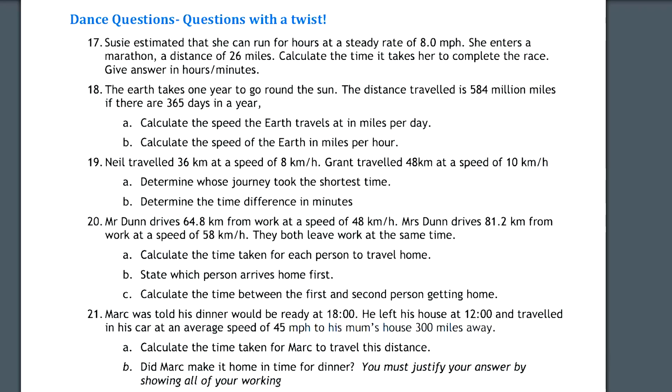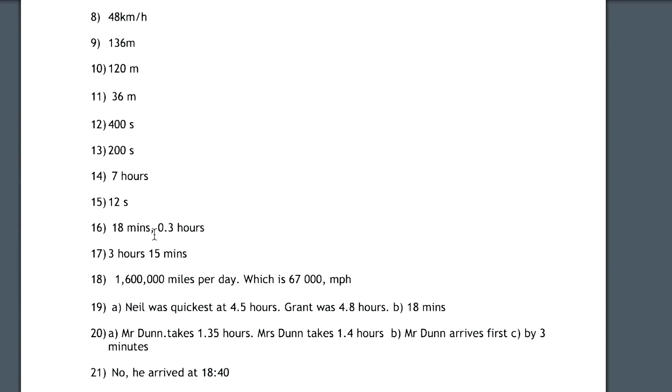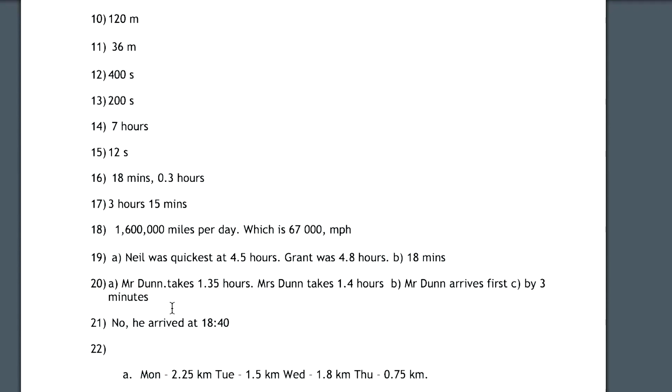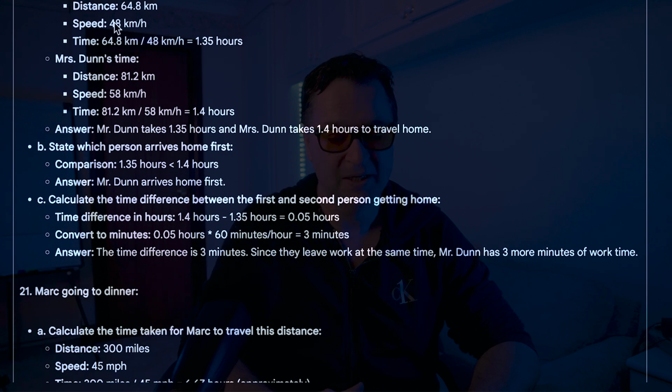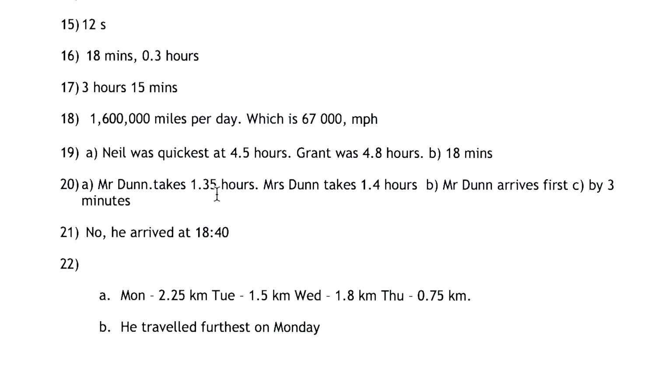If we just look at some of these answers, we're not going to go through the calculations. But if we look here, there's the answer, 3 hours, 15 minutes, 1.6 million, Neil was quickest at 4.5 hours. The difference was 18 minutes. Remember, that's exactly what it said there. Number 20, Mr. and Mrs. Dunn's commute. In this case, it should be Mr. Dunn arrives first, and the time difference should be 3 minutes. So if we look at the answer there, Mr. Dunn takes 1.35, Mrs. Dunn takes 1.4, Mr. Dunn arrives first by 3 minutes.